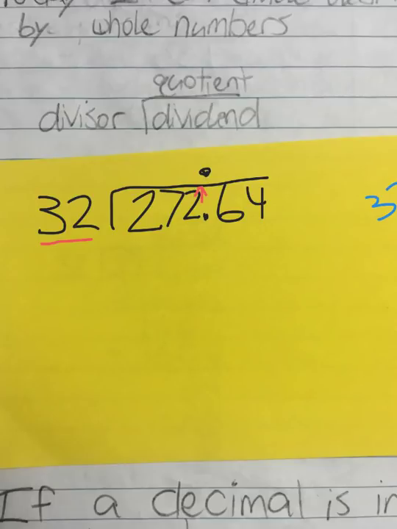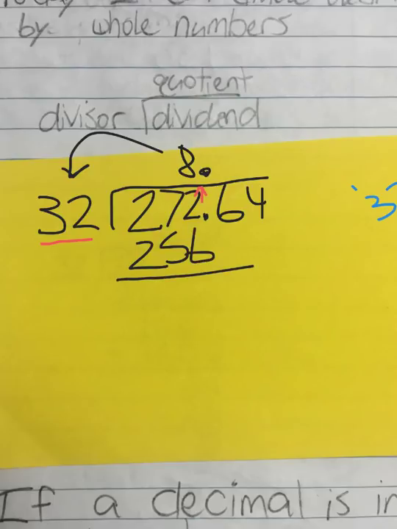8 times 2 is 16. 8 times 3, 8, 16, 24, plus 1 is 25. So we get 256. And now if we added another 32 to that, we have to ask ourselves, would we be over 272? And if we did, we would be. So now we know that my 32 goes into 272 8 times. And then we've already done the math for it. So we know when we take 8 times 32, we get 256. Now we have to set up our subtraction problem here.